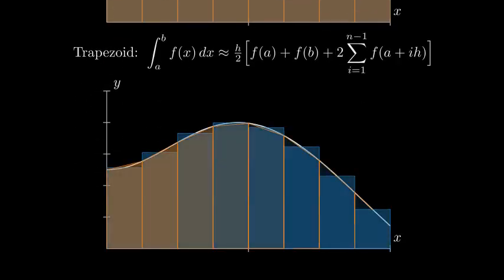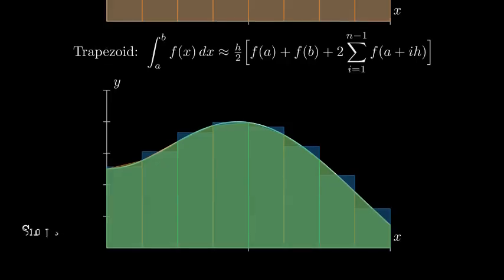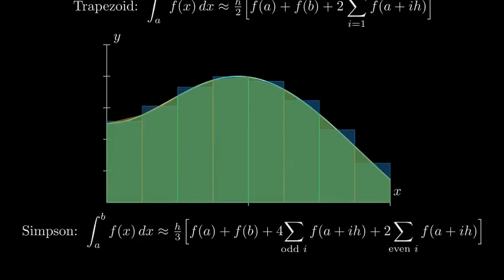Finally, Simpson's rule. Now, we fit a parabola through every 3 consecutive points and integrate that quadratic exactly on each pair of panels. The Simpson formula is h over 3 times (f of a plus f of b plus 4 times the odd index sum plus 2 times the even index sum).